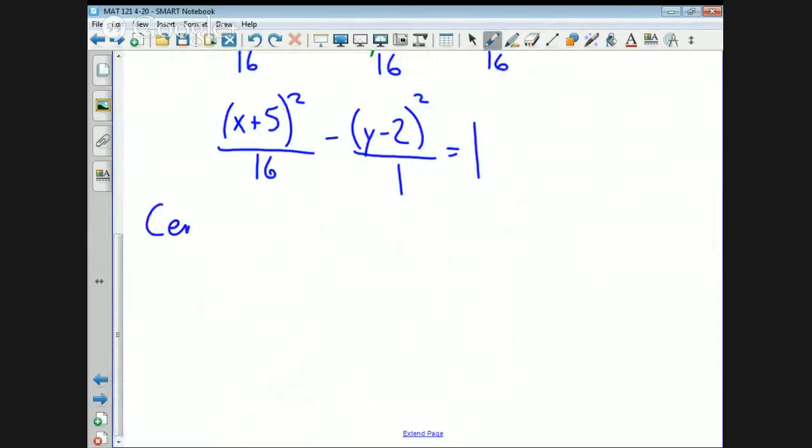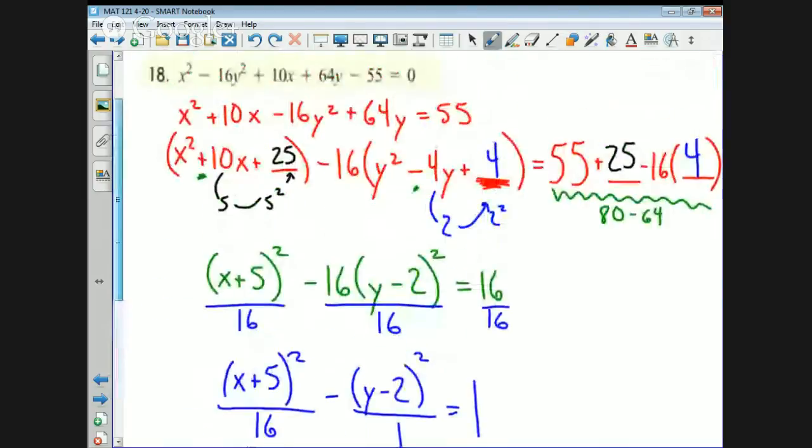So the center, we're going to have h from the x piece, so that'll be a negative 5. There's plus 5 in there, which means I got to make it a negative 5, or minus a negative 5 inside, to get my h. And then k will just be 2, so negative 5, 2.